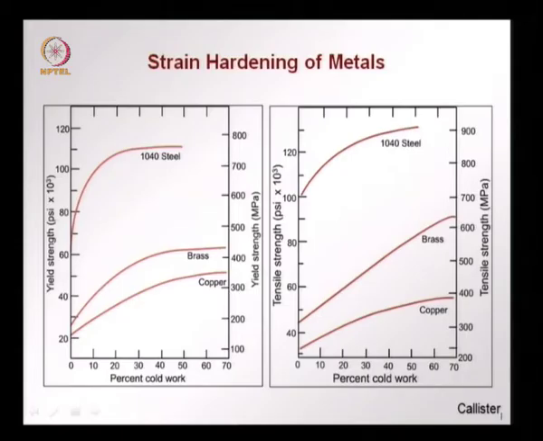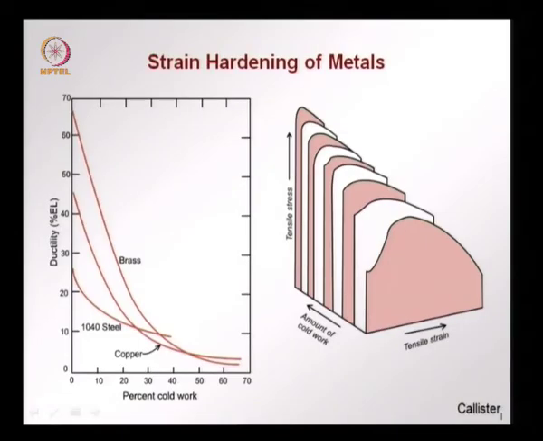Now on the right we have the tensile strength, that is the strength at failure. This obviously is higher in all cases than the yield strength, but we also see the same trends where the tensile strength now increases as the percentage cold work or the effect of the strain hardening increases. More strain hardening, higher are the yield strength and the tensile strength.